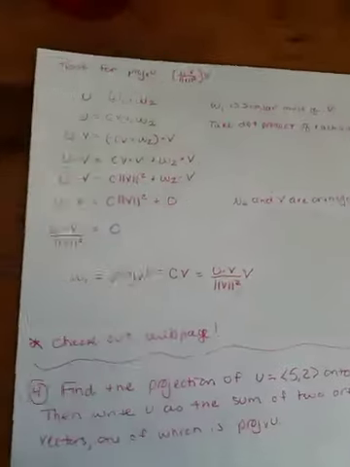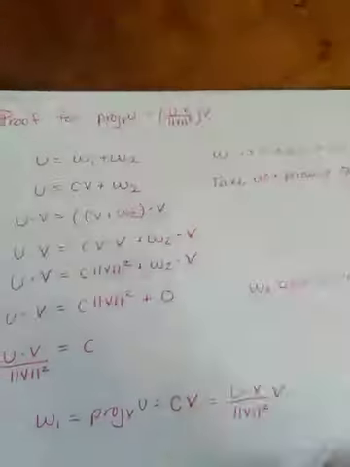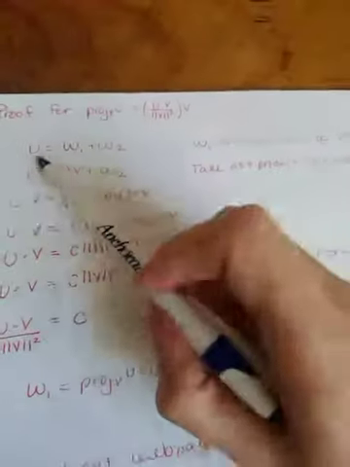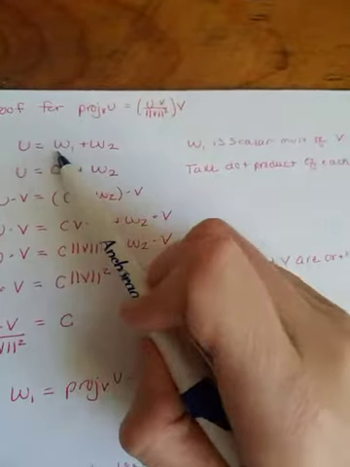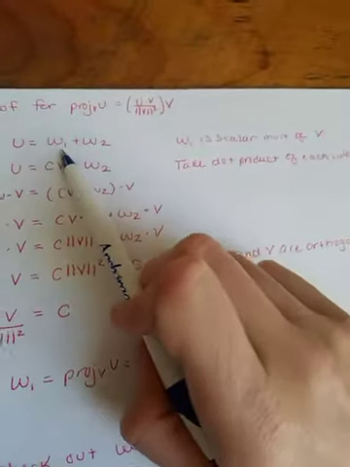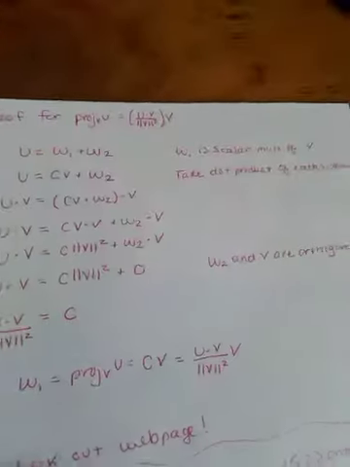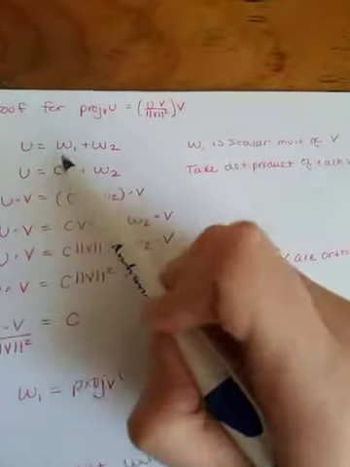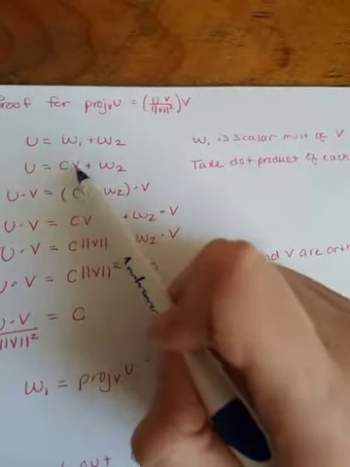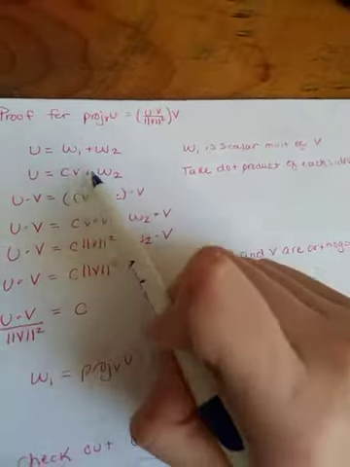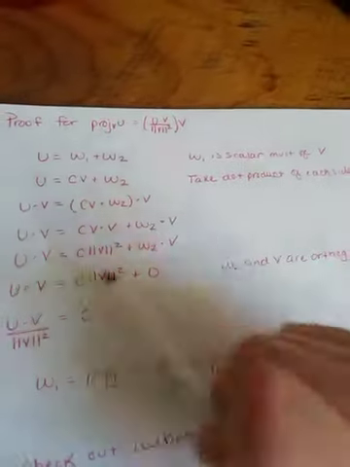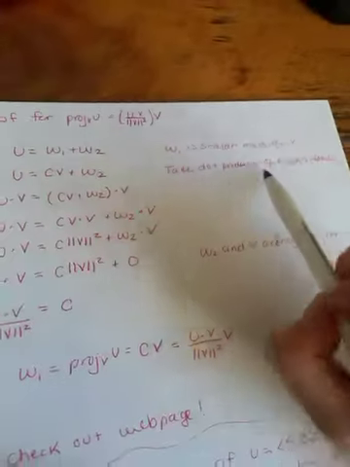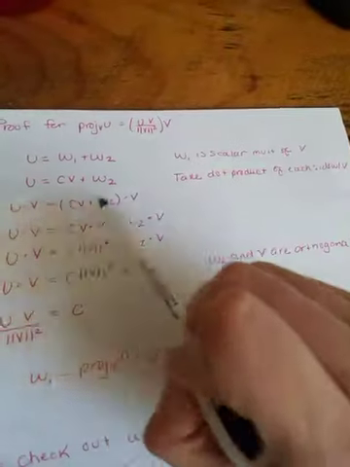I have one more proof. Just the proof to show you where the projection equation comes from. So we know that u equals w sub 1 plus w sub 2. And we also know that w sub 1 is a scalar multiple of v. So for w sub 1, I can rewrite that as c times v. Again, I'm manipulating both sides because I'm trying to show you where an equation is coming from. So I'm going to take the dot product of each side with v. So this was the next step.